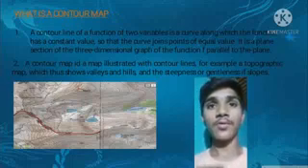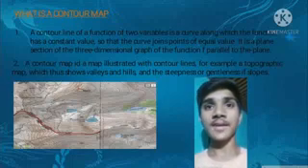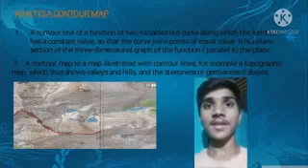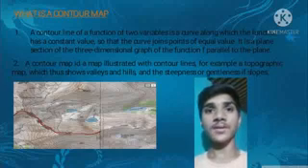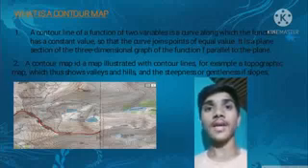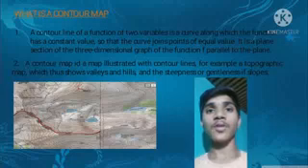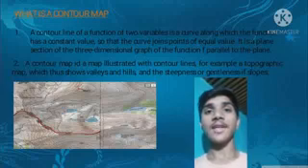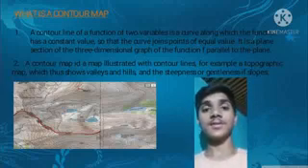What is a contour map? A contour line of a function of two variables is a curve along which the function has a constant value, so that the curve joins points of equal value. It is a plane section of the three-dimensional graph of the function f parallel to the plane. A contour map is a map illustrated with contour lines. For example, a topographical map shows valleys and hills and the steepness or gentleness of slopes.